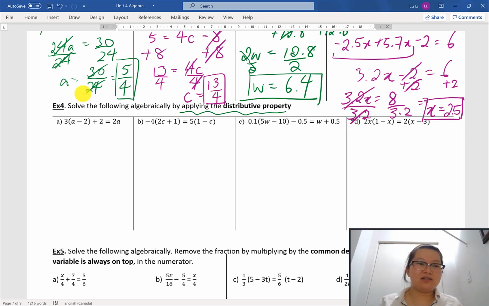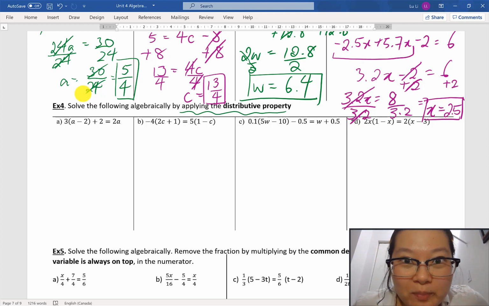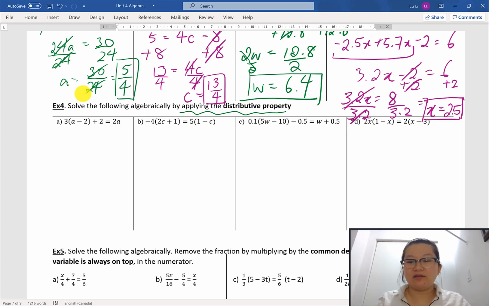But anyways, the idea is that when you do distributive property, you have to distribute whatever coefficient is in front of the brackets to everything inside the brackets. You have to be fair to all your terms. Okay, hopefully you got that.